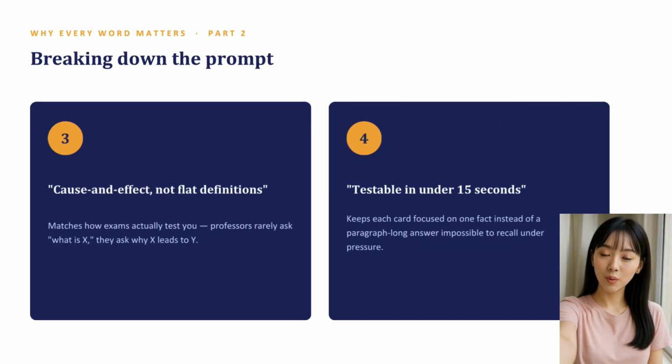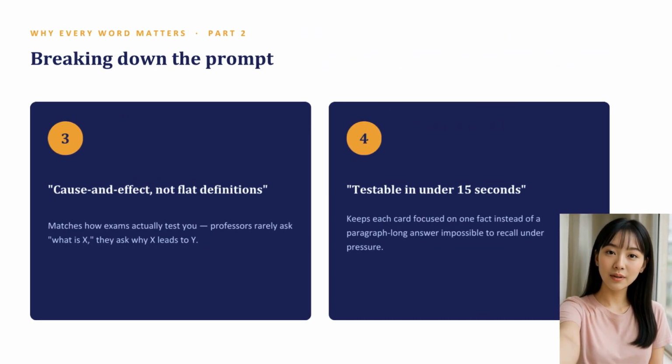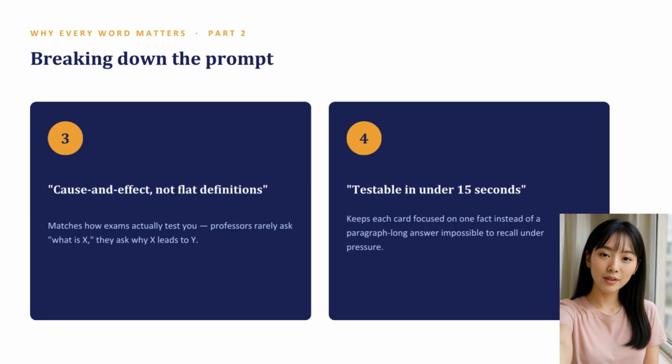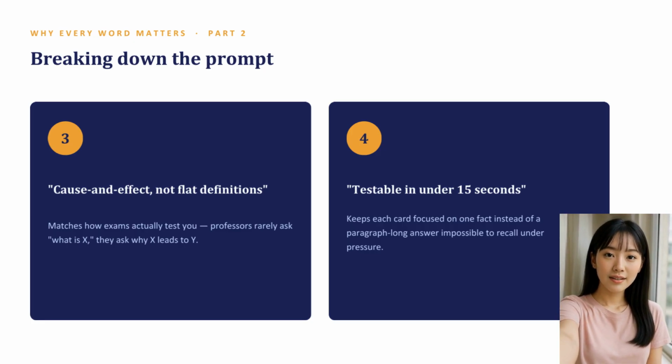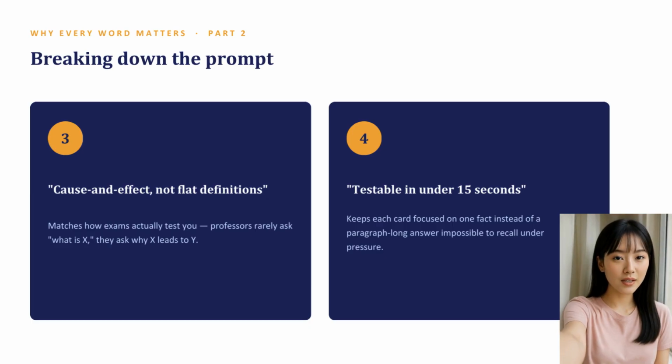Third, why focus on cause and effect instead of flat definitions? Because that's how exams actually test you. Professors rarely just ask, what is X? They ask why X leads to Y, or what happens if you change one variable in a system. Building your cards around cause and effect relationships means you're practicing the actual skill your exam is going to test, not just memorizing a glossary.